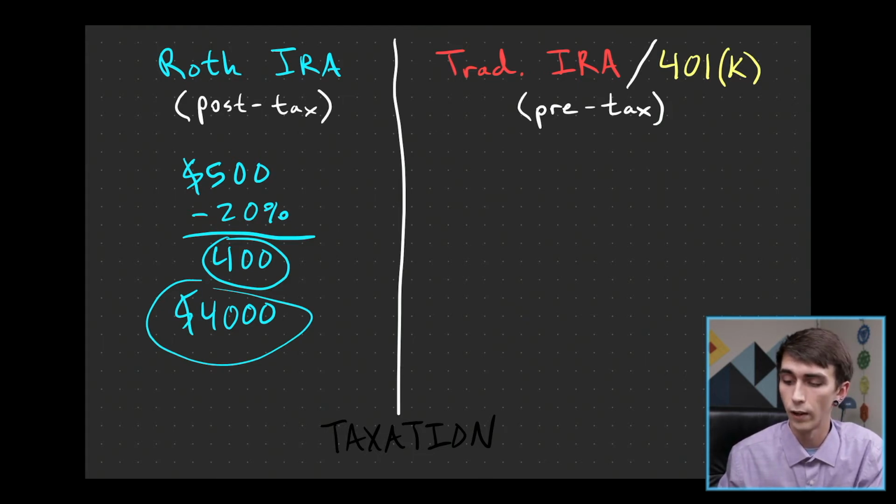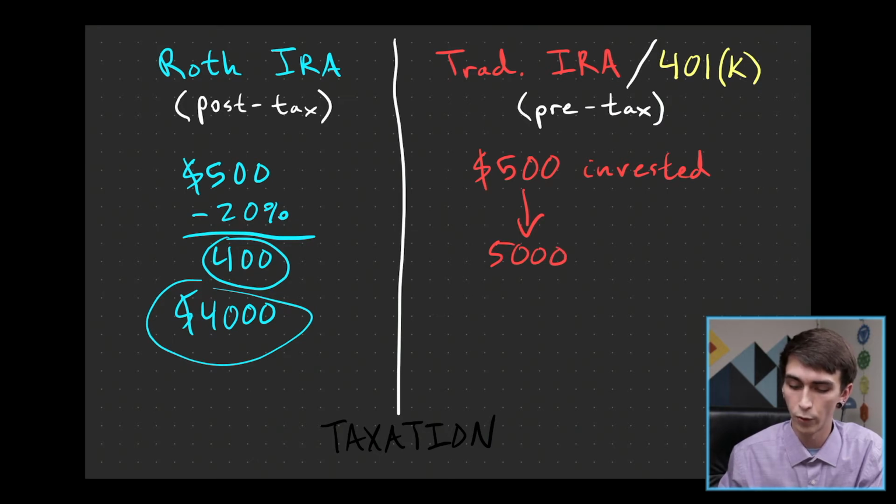So by the time you retire, you can withdraw that entire $4,000 amount totally tax-free, because you've already paid those taxes. Whereas with a traditional IRA and a 401k, say that you get $500 again, but it's invested immediately. And then what happens is this will grow to, say, $5,000, because the same growth rate here, I'm anticipating a 10x growth, so times 10 on the growth. So $5,000, and then in the future, you get taxed at that same 20%, and you'll end up with that same $4,000 at the end.